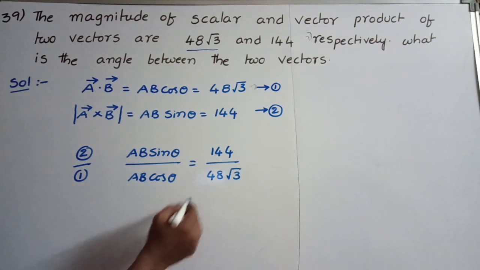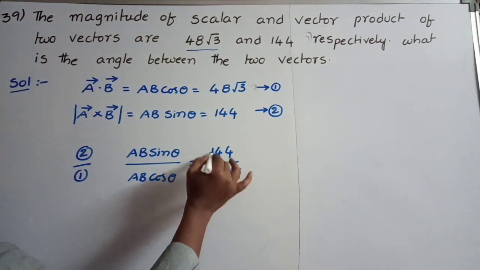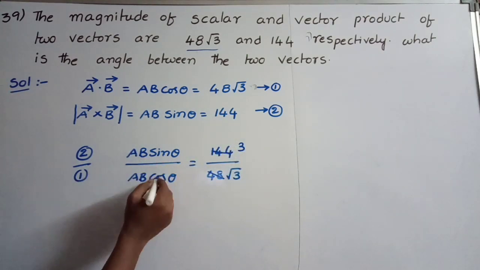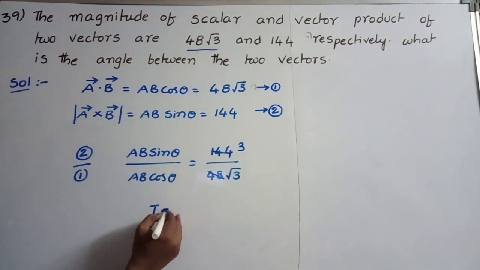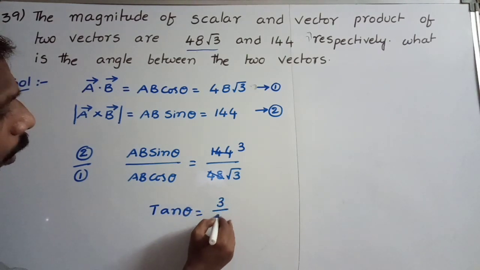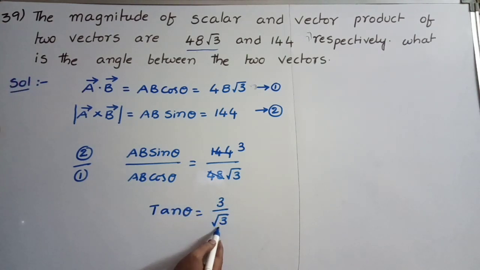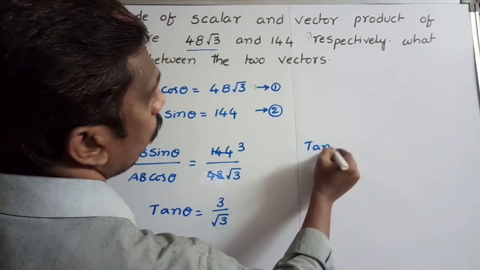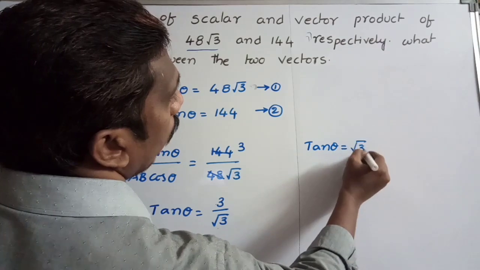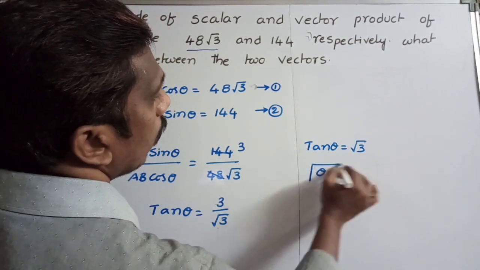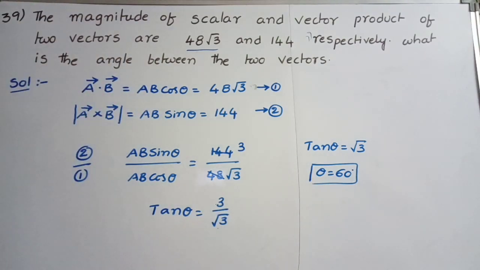Here, this 48 cancels out in 144, 3 times. AB gets cancelled. Sin theta by cos theta is equal to tan theta is equal to 3 by root 3. Again this root 3 cancels out in root 3 times. So tan theta is equal to root 3, then theta is equal to 60 degrees. Tan 60 degrees value is root 3.